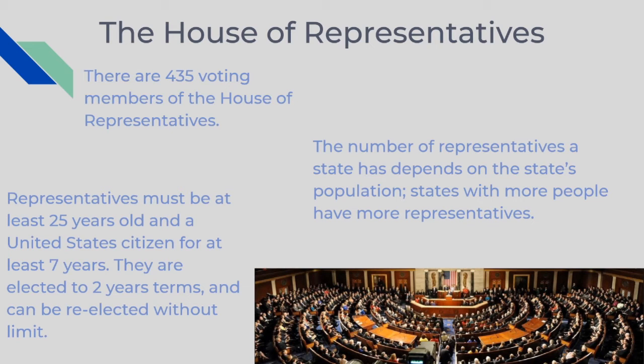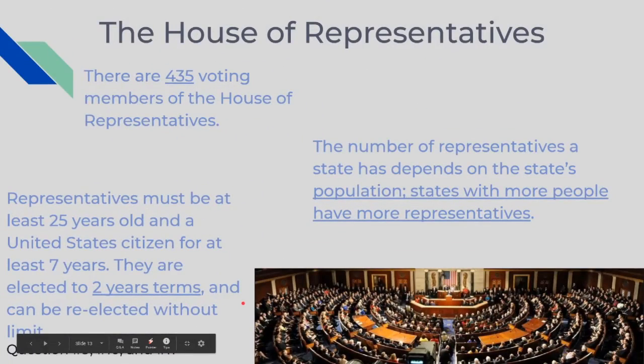Like senators, representatives have different qualifications that they need in order to run. A representative must be at least 25 years old and be a United States citizen for at least 7 years. Representatives are elected to 2-year terms and can be reelected without limit.